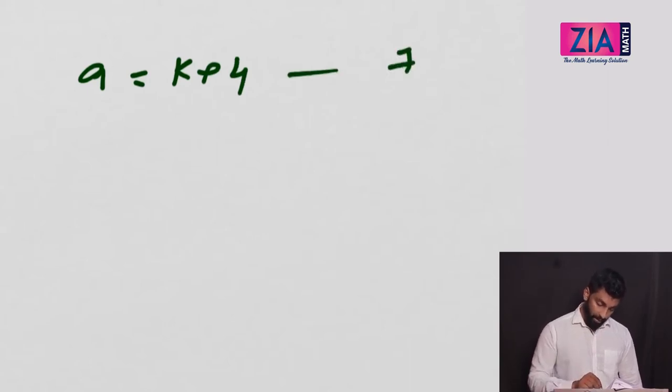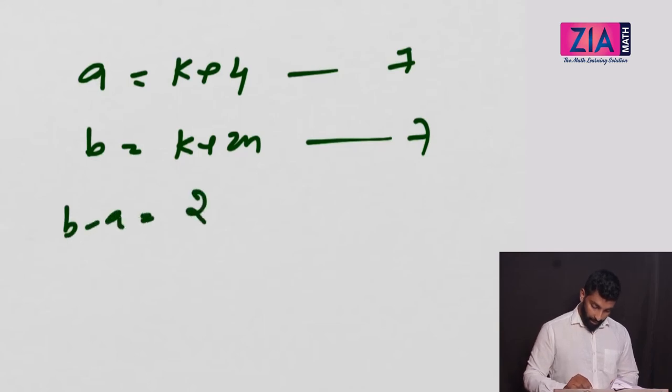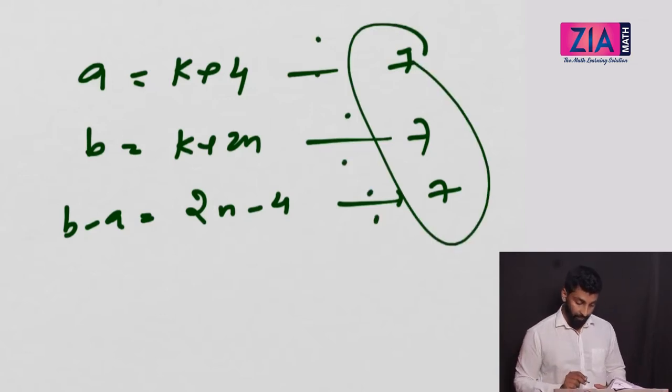Okay, now how will you solve this question? You can write it as a is equal to k plus 4. You know that it is divisible by 7, right? B is equal to k plus 2n, which is also divisible by 7, right? So do one thing, take b minus a, you will get 2n minus 4, okay, which is also divisible by 7. All these are divisible by 7, right?